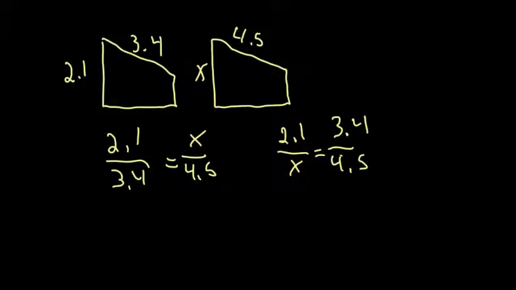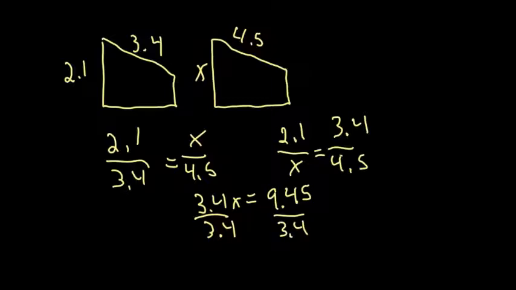Either way, you're still going to do 2 and 1/10 times 4 and 5/10 and 3 and 4/10 times x. So I'll get 3 and 4/10 x equals 2 and 1/10 times 4 and 5/10. It's going to give me 9 and 45/100. Now I'm going to divide by the 3 and 4/10. When I divide that, I'm going to get a decimal, and I'm just going to round it. So x is going to be about 2 and 78/100. When you get decimals like that, just rounding to the nearest thousandth is fine.